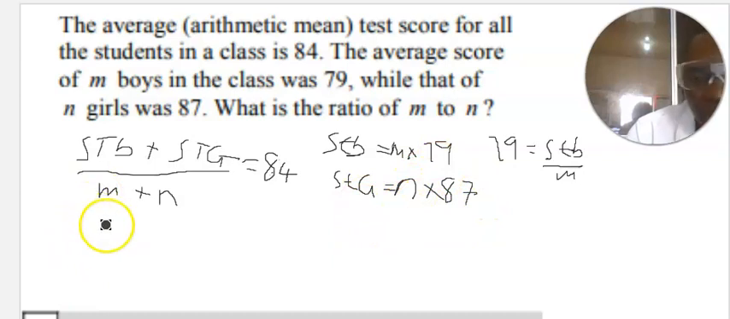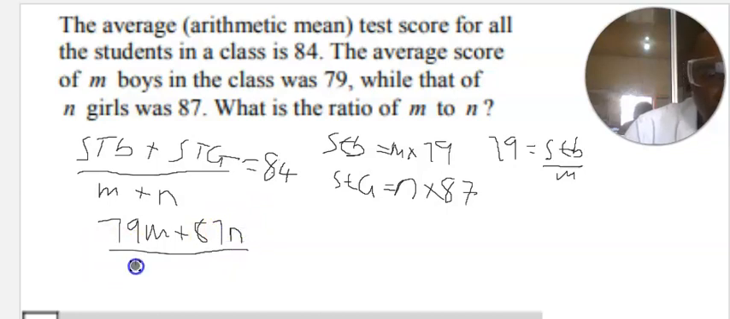So what we have here will be our XT: that is 79M plus XTG, which is 87N, all over M plus N, is equal to 84. Do you understand?